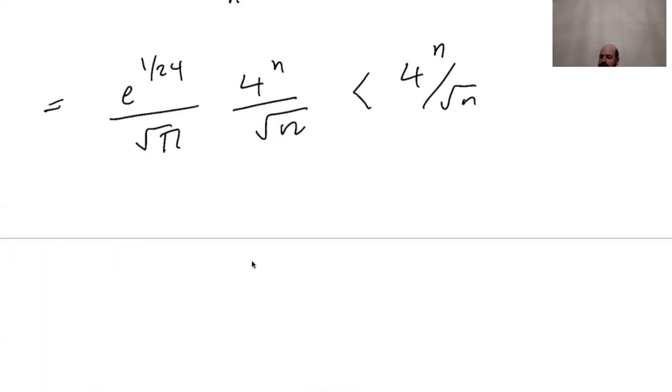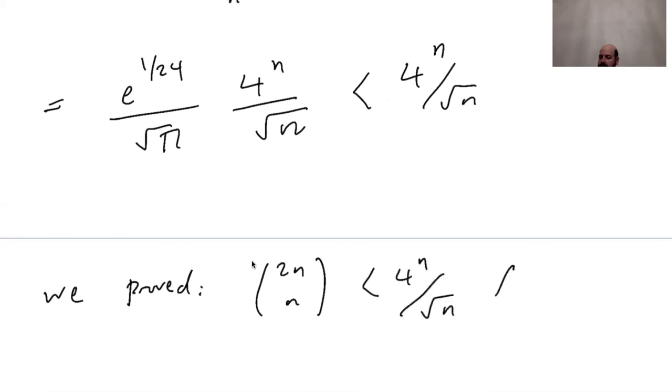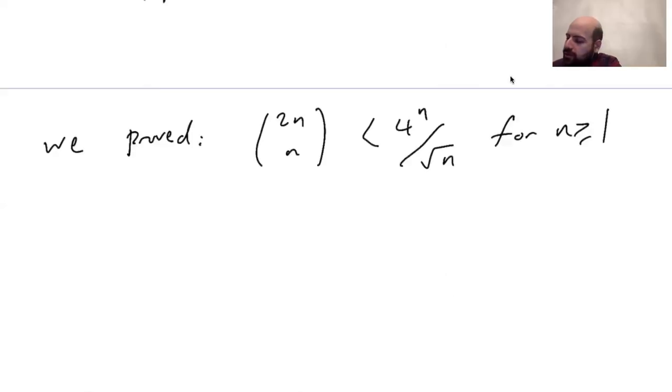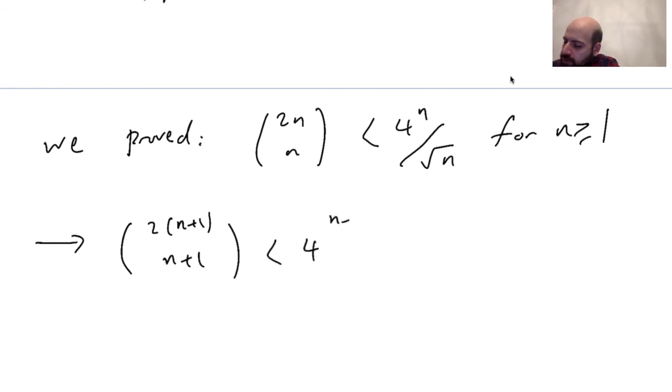So we proved that 2n choose n is less than 4 to power n over root n for n bigger than or equal to 1. Okay, so this means that 2 times n plus 1, choose n plus 1 is less than 4 to power n plus 1 over root n plus 1 for n bigger than or equal to 0.